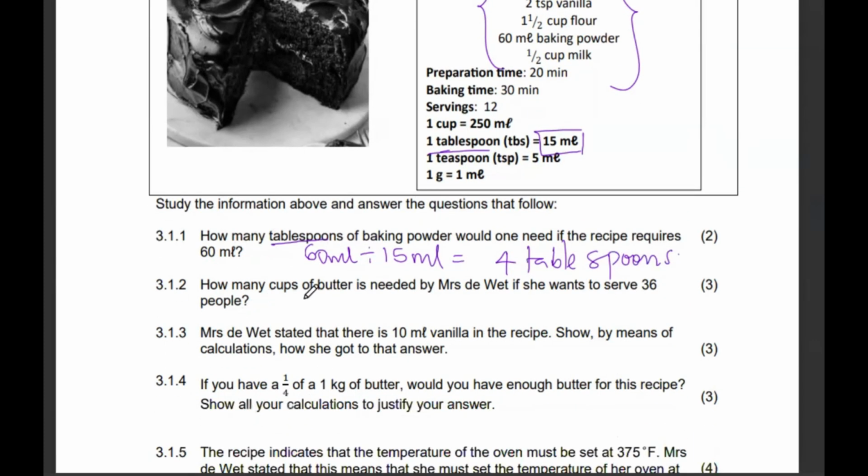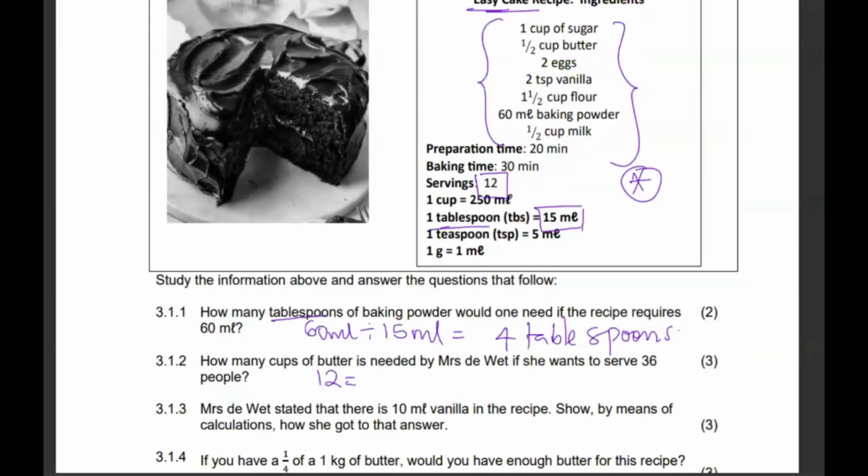How many cups of butter are needed by Mrs. DeVette if she wants to serve 36 people? Now, 36 people, you ask yourself, the recipe that she has, how many people does it serve? And you look at it, it serves 12 people. So for 12 people, how many cups of butter do they need? 12 people, they need half a cup, which is 0.5.